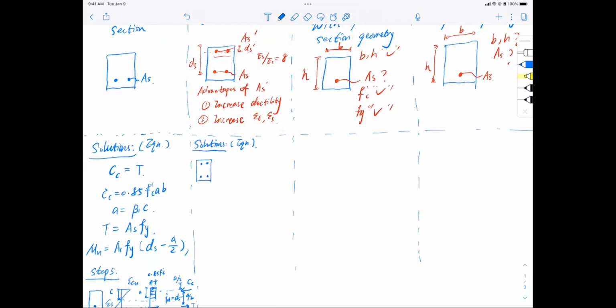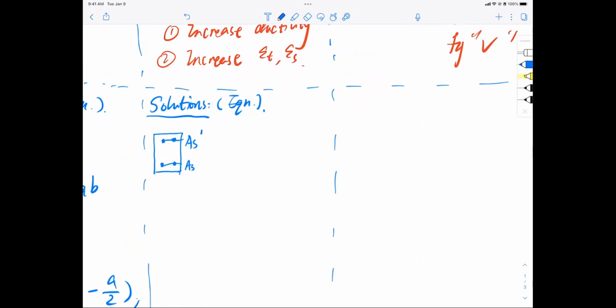So I have now AS at the bottom, AS prime at the top. I want to zoom in here so you can see it. So this is the section, and the strain diagram looks like this, where you have a compressive strain at the top, which is epsilon Cu equal to 0.003, of course, and then you have epsilon S prime, which is not the tensile strain. You have the actual compressive side, and you have the tensile strain for the bottom layer, epsilon S.